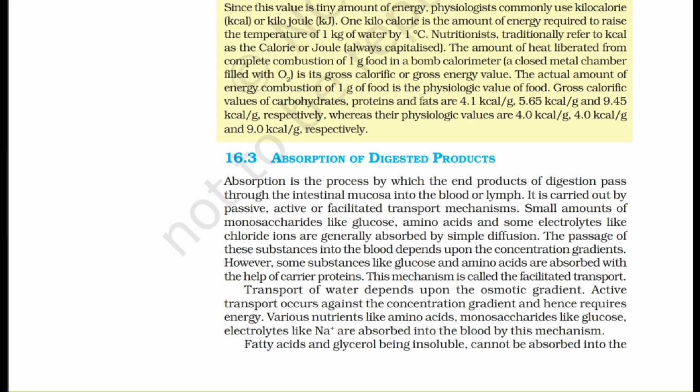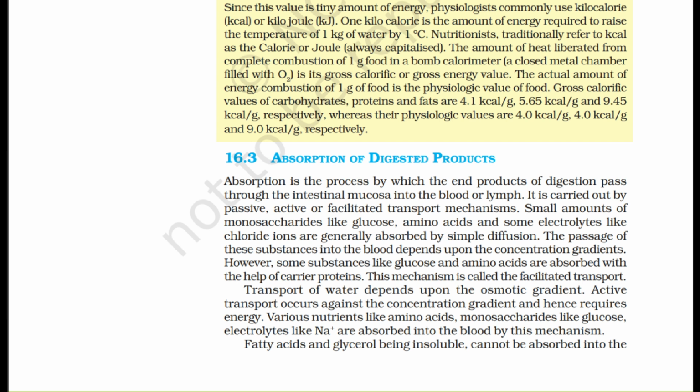Transport of water depends upon the osmotic gradient. Active transport occurs against the concentration gradient and hence requires energy. Various nutrients like amino acids, monosaccharides like glucose, and electrolytes like sodium ions are absorbed into the blood by this mechanism.